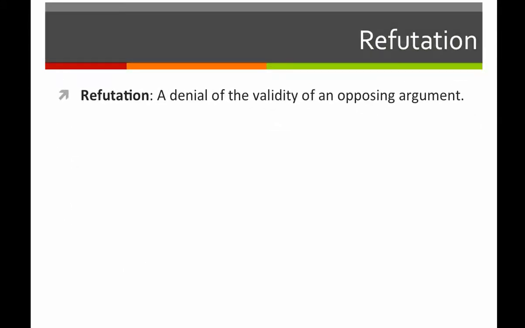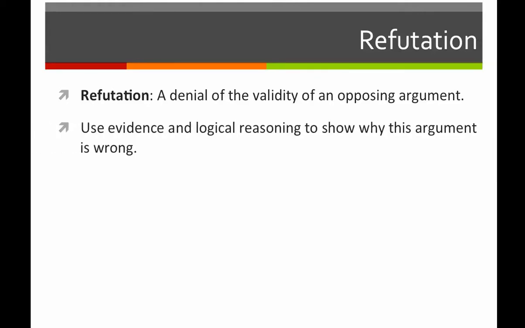Another method of addressing counterarguments is through refutation. Certainly you can incorporate both concession and refutation into your argument depending on what you're arguing and how much space you have to build your argument. A refutation is a denial of the validity of an opposing argument. When you're creating a refutation, you want to use evidence and logical reasoning to show why the opposing argument is wrong.